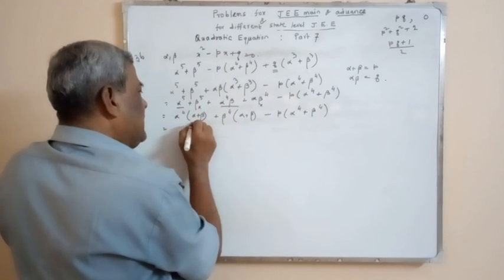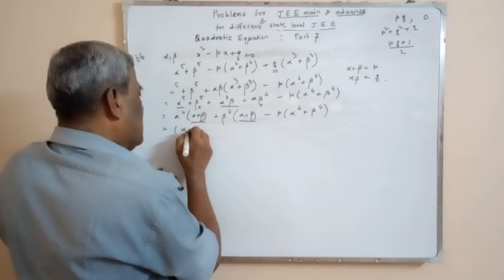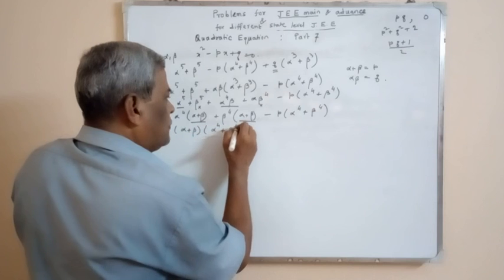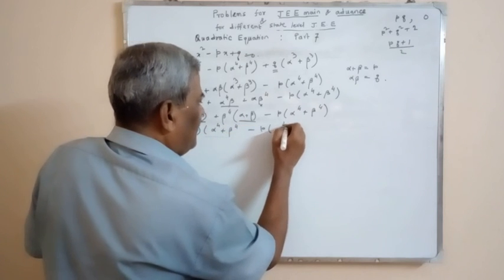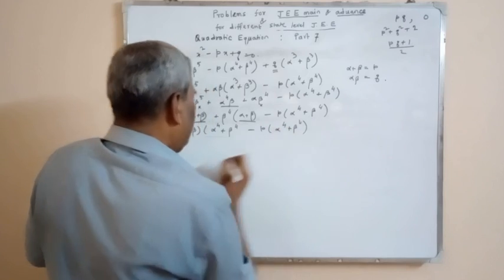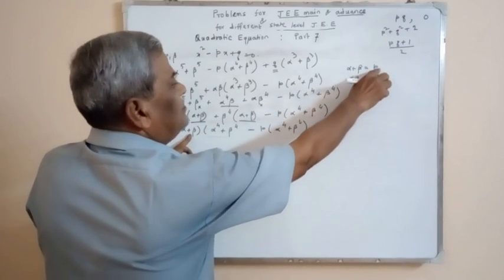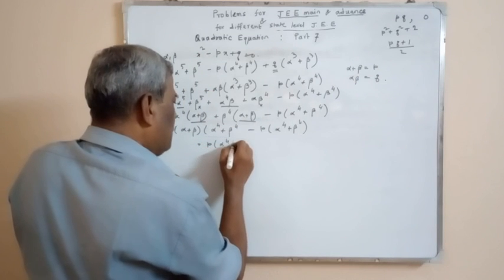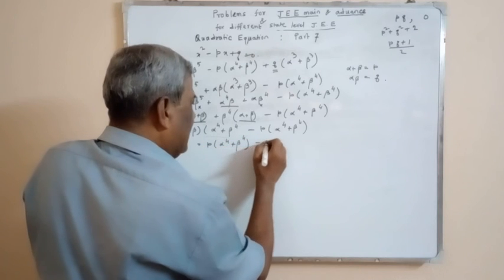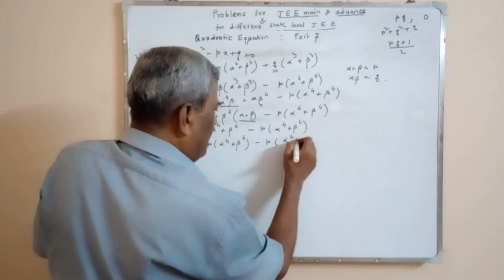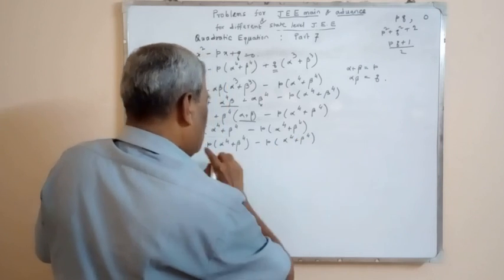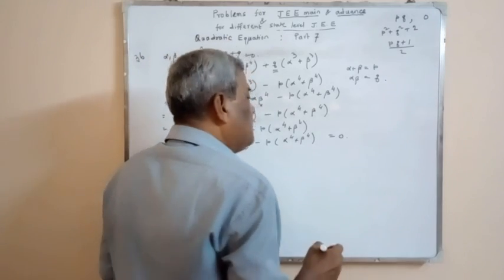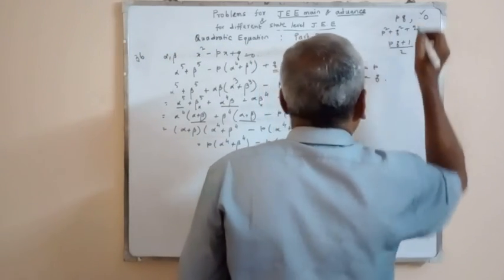So it is alpha plus beta into alpha to the power 4 plus beta to the power 4, minus p into alpha to the power 4 plus beta to the power 4. But alpha plus beta is your p. So this is p into alpha to the power 4 plus beta to the power 4 minus the same thing. So cancelling, this is equal to 0. So here 0 is our answer, that is option B is correct here.